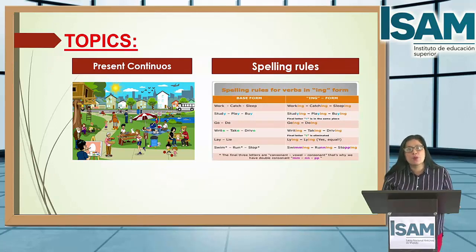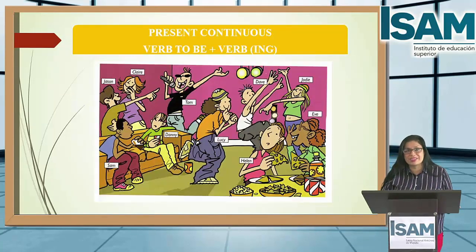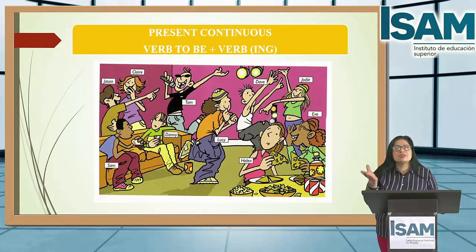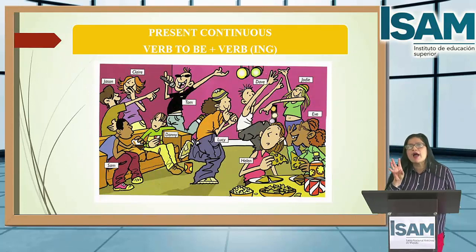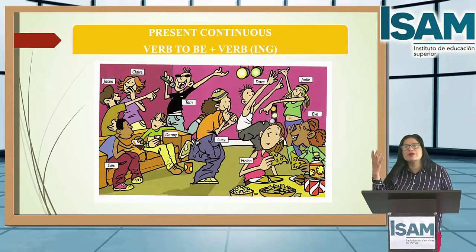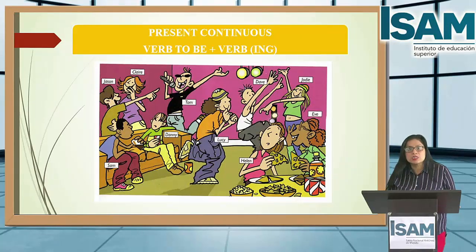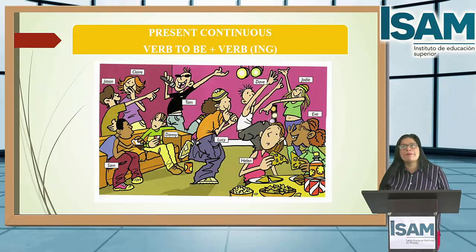Okay, today our topics are present continuous and spelling rules. You know that spelling rules tell how you can spell, especially according to the verb, right? Students, in present continuous, you have to use what? The verb to be and the verb with the ing. Remember, in present continuous you use activity happening at the moment.